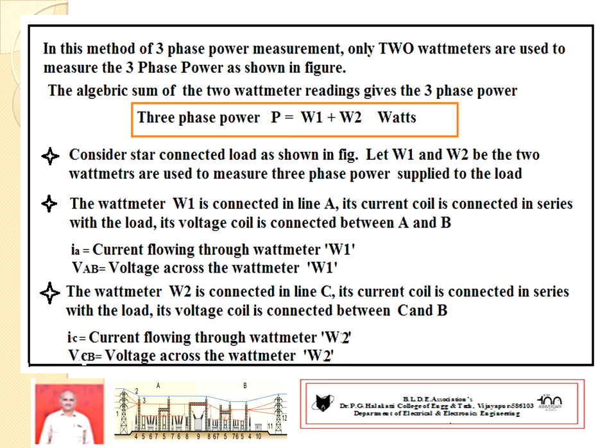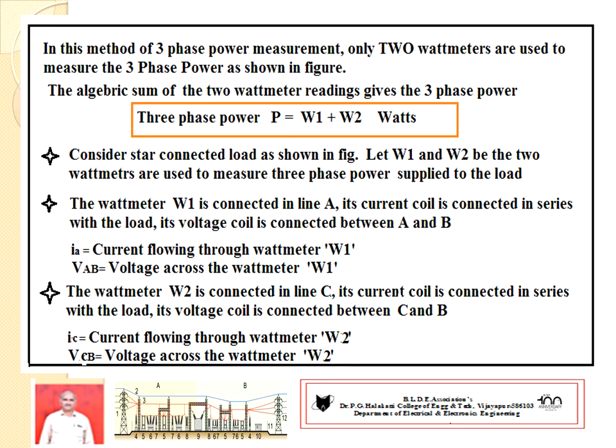Consider a star connected load as shown in the figure. Let W1 and W2 be the 2 wattmeters used to measure the three-phase power. W1 is connected in line A. Its potential coil is connected between lines A and B. Hence, IA is the current flowing through the wattmeter W1, and VAB is the voltage across the wattmeter W1.